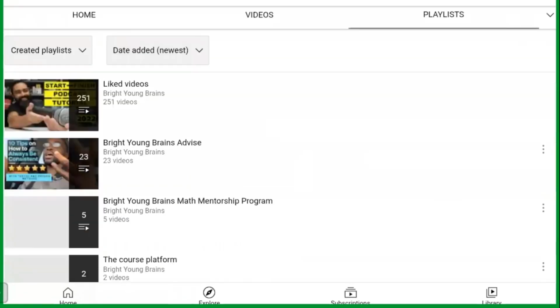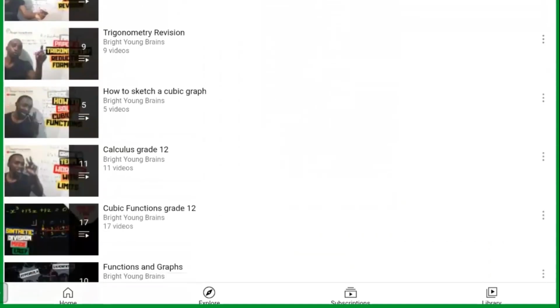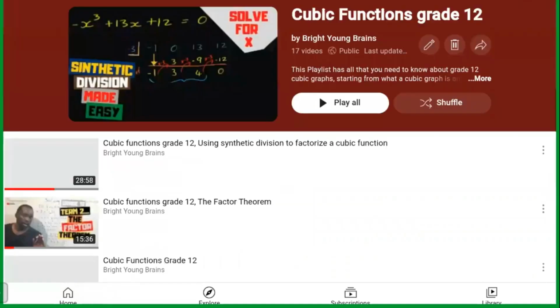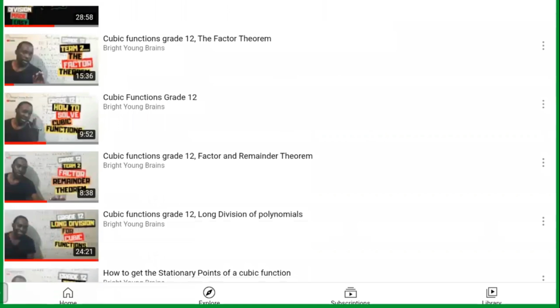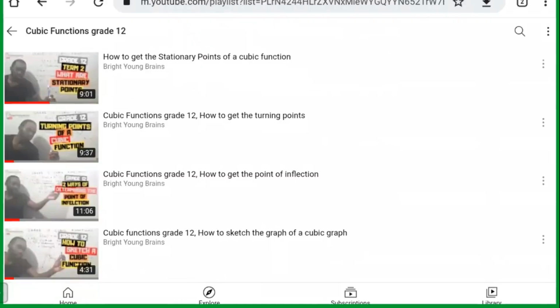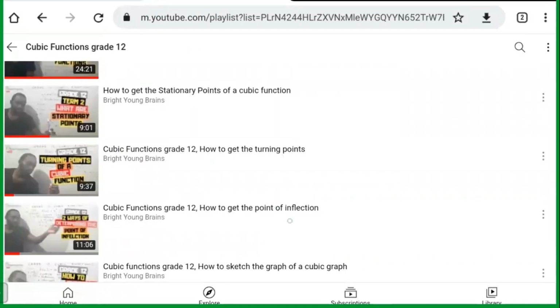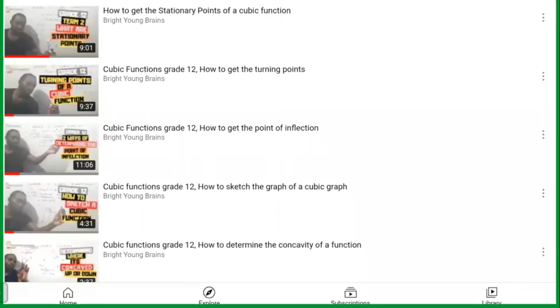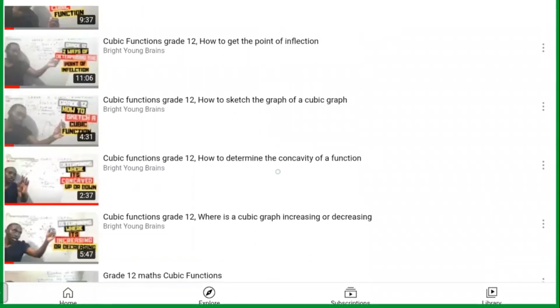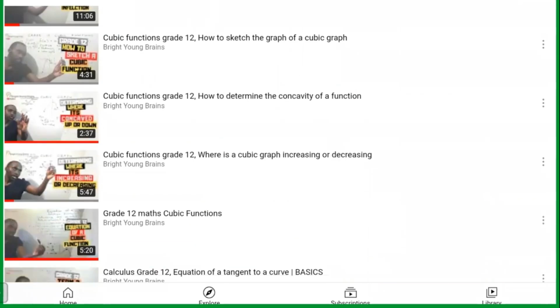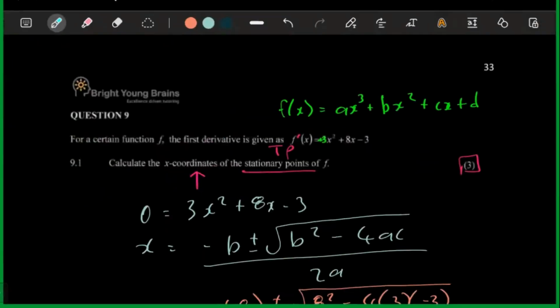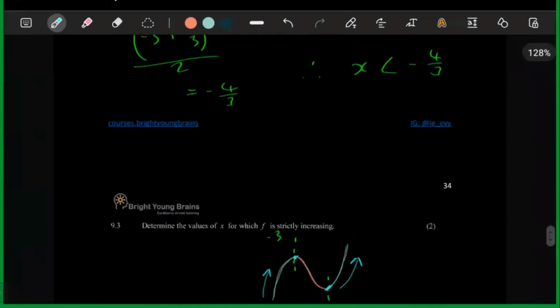However, if you then go to the cubic functions page, that's where you find the gold now. Because the kinds of questions here, if you look down towards the bottom: how to get a turning point, how to get the point of inflection, how to sketch a graph, how to determine the concavity of the graph, how to determine where it's increasing or decreasing. You see how these towards the bottom are quite short and sticky. But that's all you need for this kind of question.